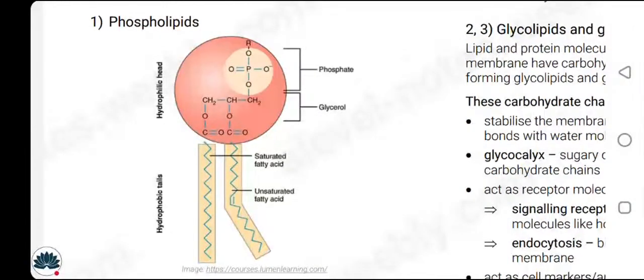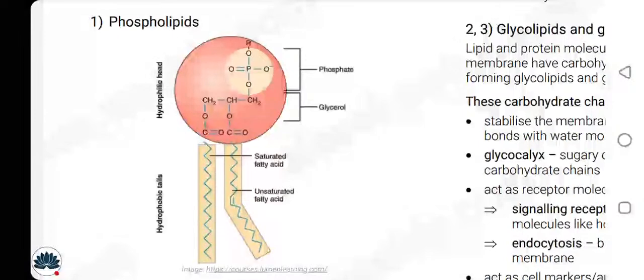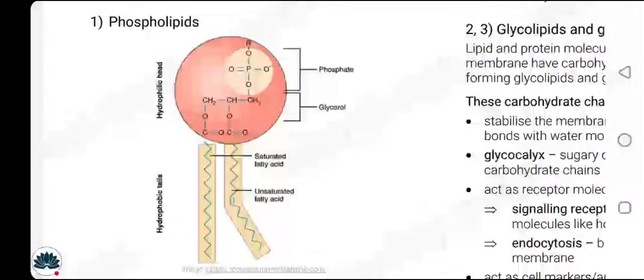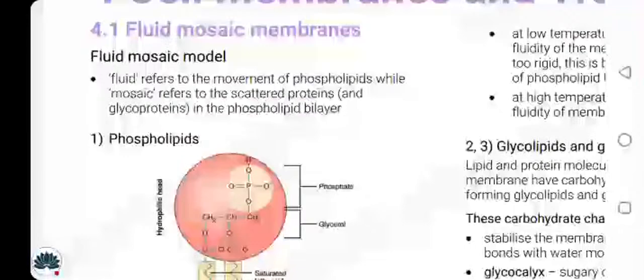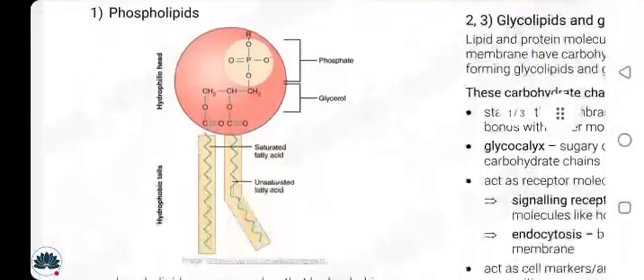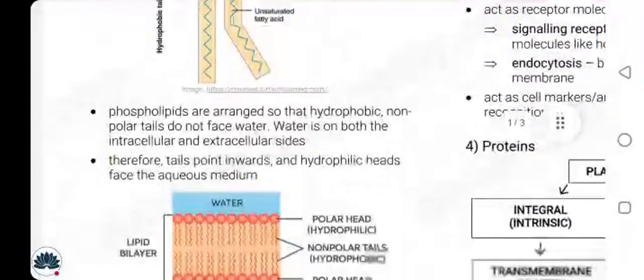Fatty acids are present in the hydrophobic tails, and the phosphate and glycerol are present in the hydrophilic heads. Whenever a glycogen molecule or glucose molecule is attached to the lipids or the proteins, they are called glycoproteins and glycolipids. All right, so this will become much clearer.